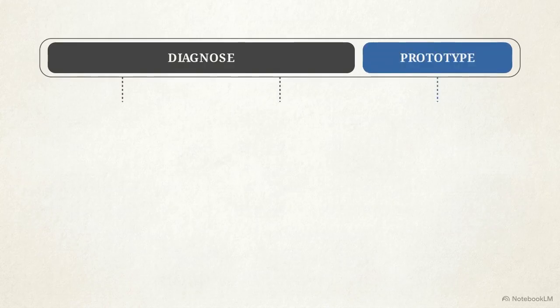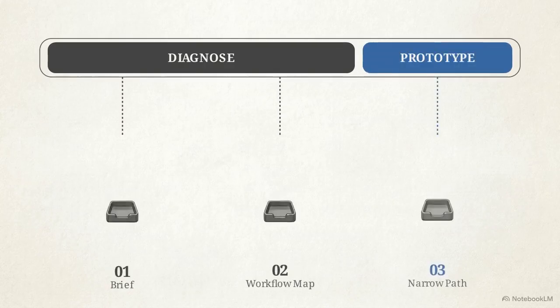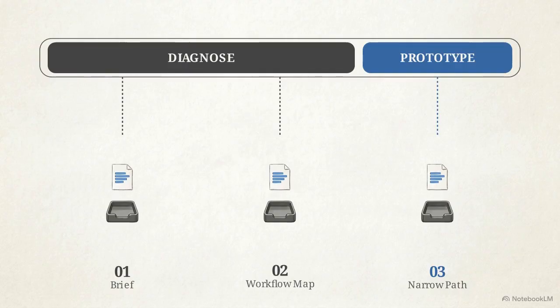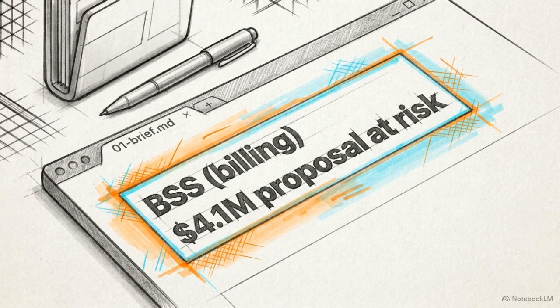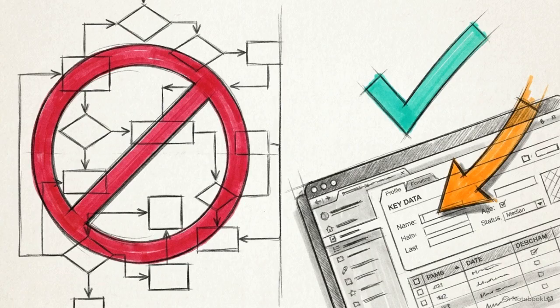Slot 2 is the workflow map. You must include actual screenshots of the operator's current screens. Generic flowchart icons are strictly forbidden. Slot 3 is the narrow path. File the exact path diagram you built previously, directly alongside your 250-word PM defense.